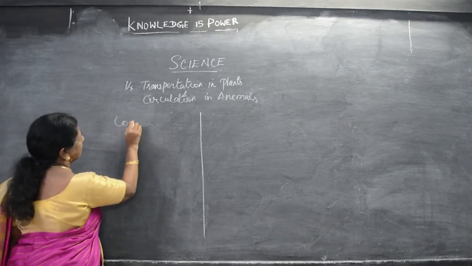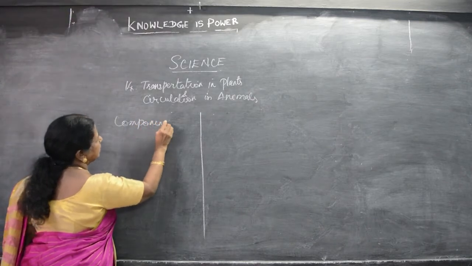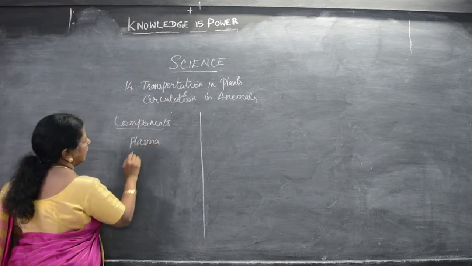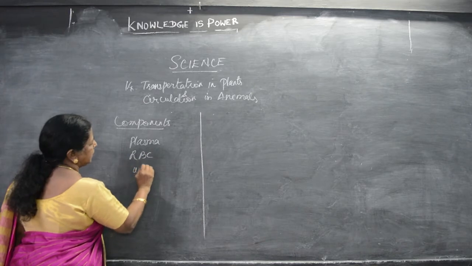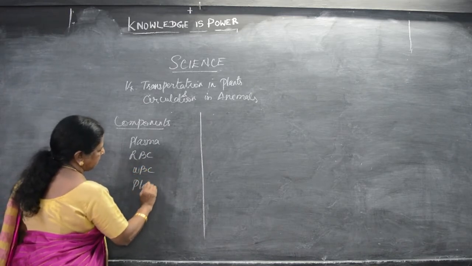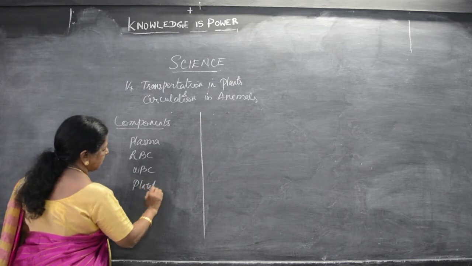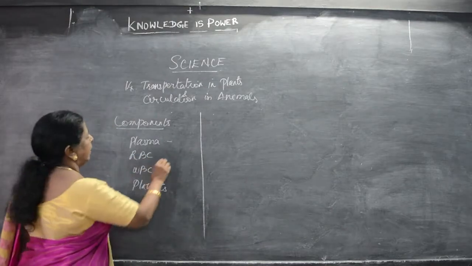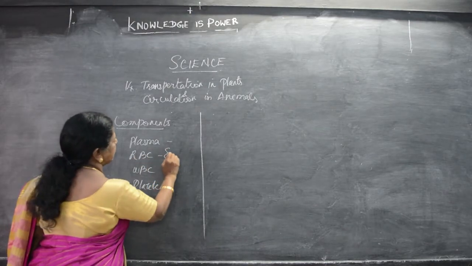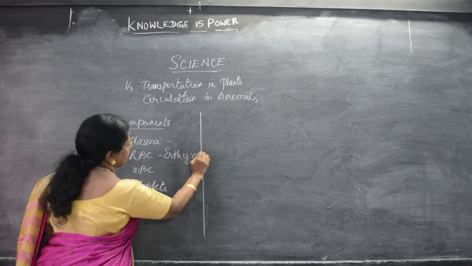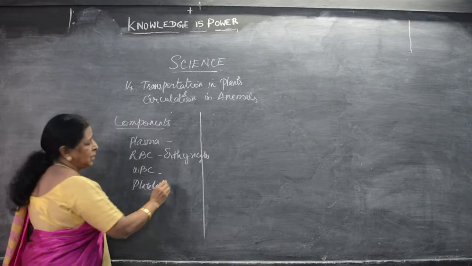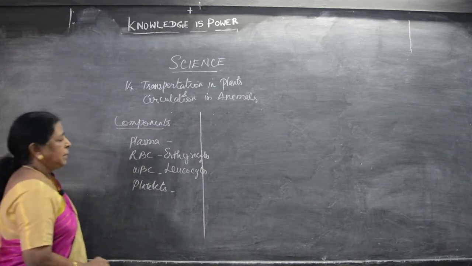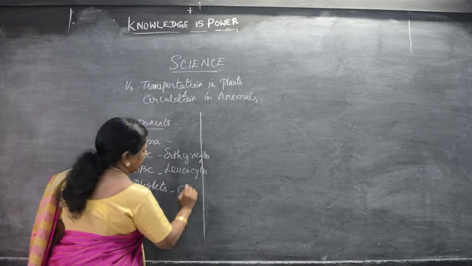And what are the components of blood? The components present in blood are plasma, RBC, WBC, and platelets. Plasma occupies 70%. RBC, red blood corpuscles, otherwise known as erythrocytes. WBC, leukocytes. Platelets, their important work is clotting of blood.